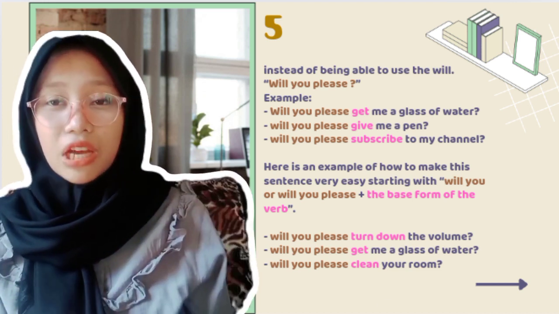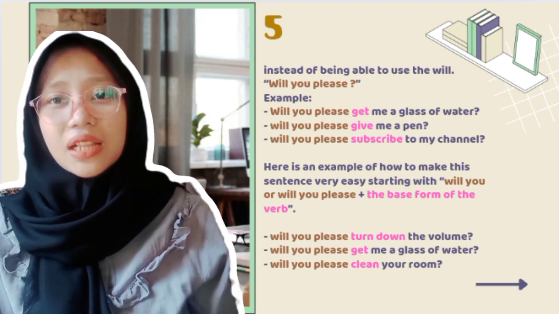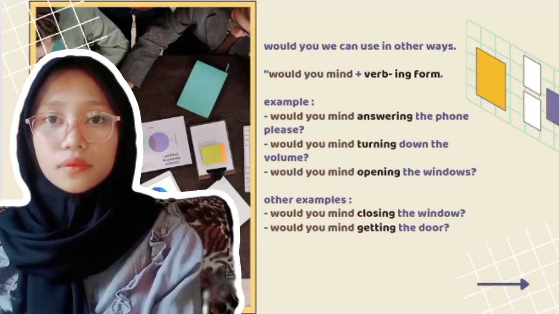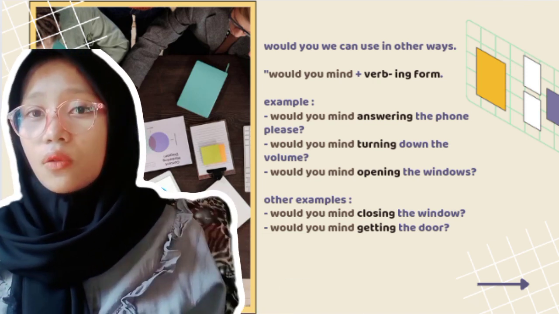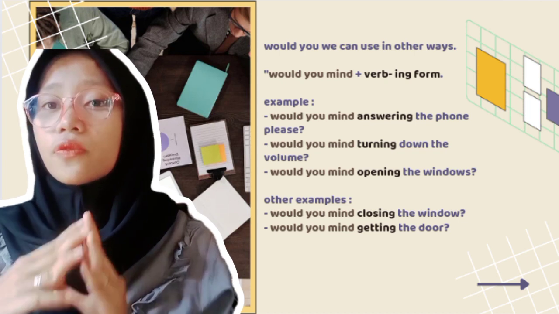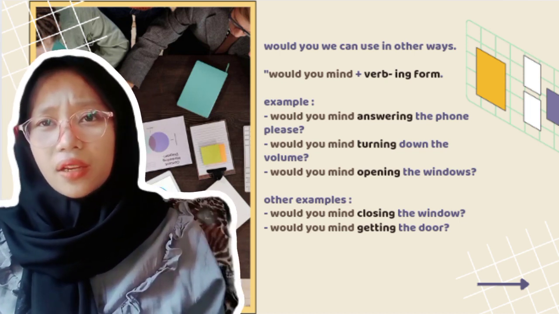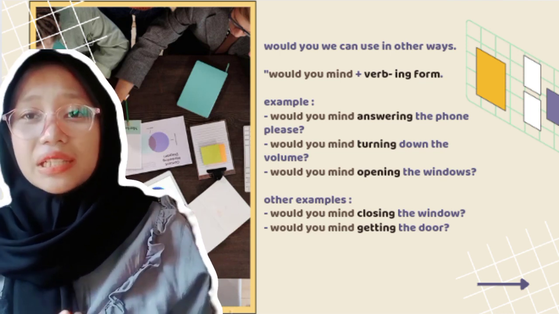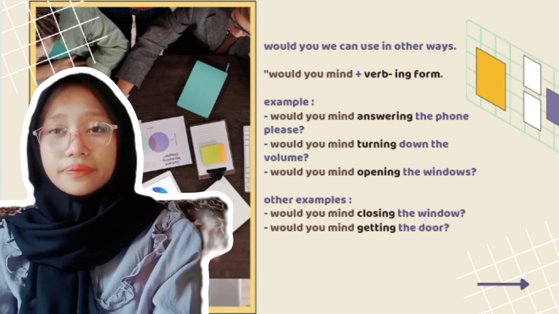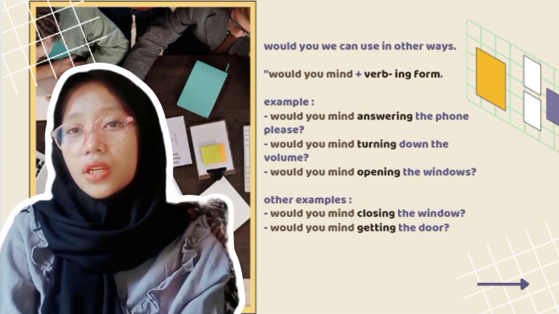Will you please turn down the volume? Will you please get me a glass of water? Would you can be used in other ways. Would you mind plus the verb ing form? For example, would you mind answering the phone, please? Would you mind turning down the volume? Would you mind opening the windows?